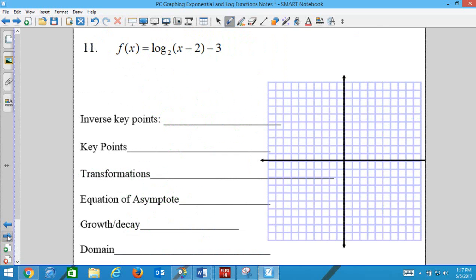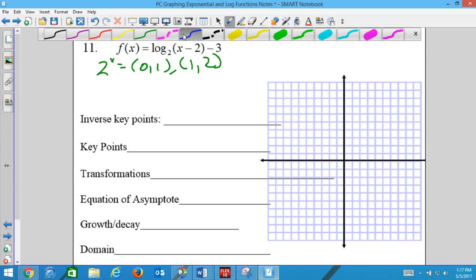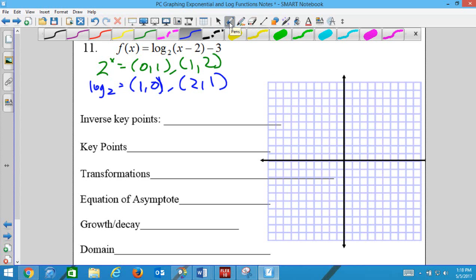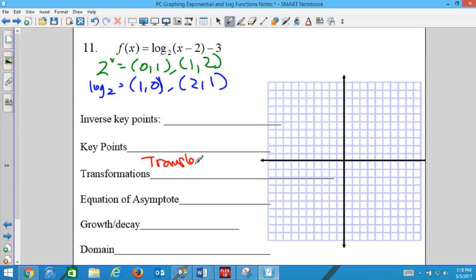All right, next one. What do we got? What base? 2. So we have (0, 1), (1, 2). Then we flip them. We write log base 2: (1, 0), (2, 1). And we translate it, or transform it, I should say. This one is translating, though. Translate where? Right 2 and down 3. So to my x's, I'm going to add 2. To my y's, I'm going to take away 3.